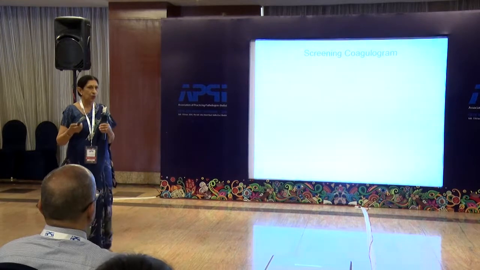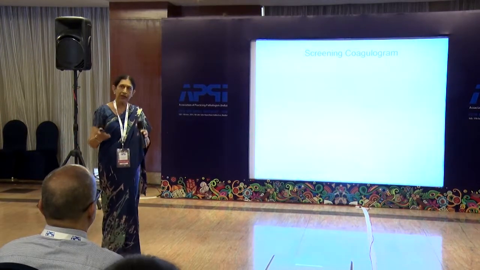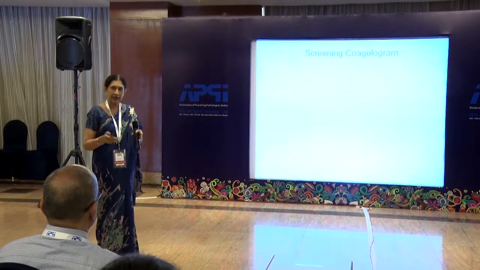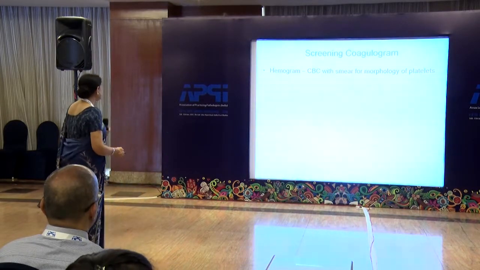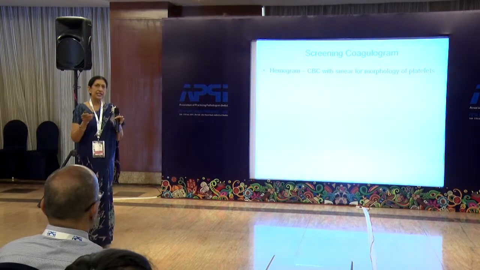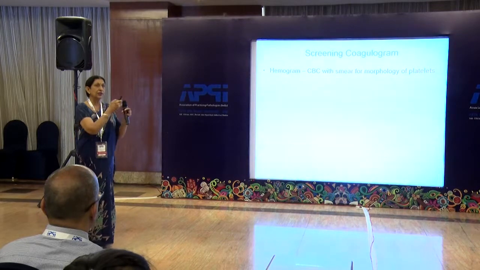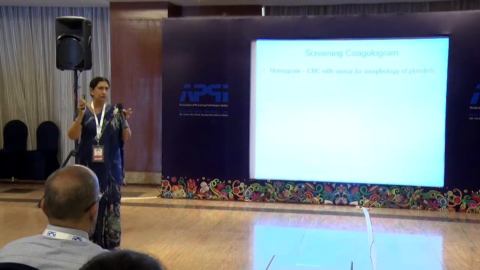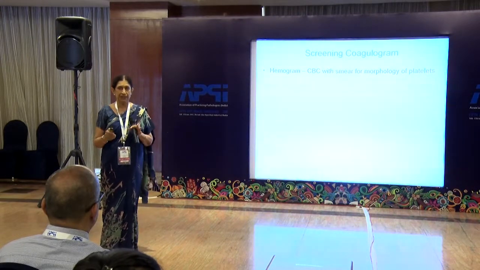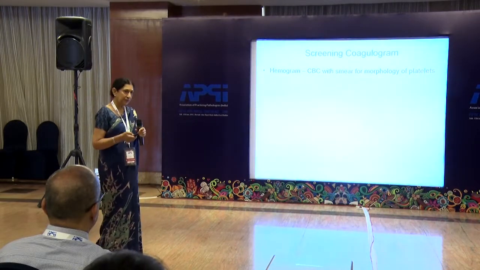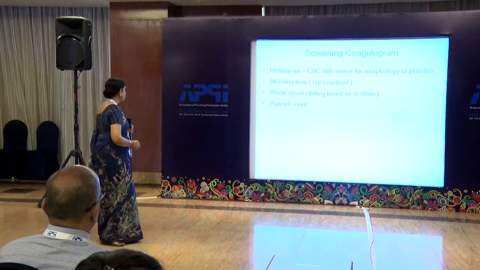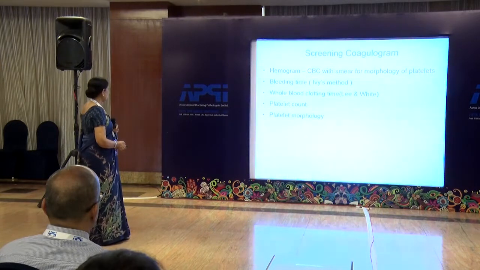How do we report in our institute? A coagulogram. What we do, once the patient comes, history taken, examination done, we start with the CBC, mainly the counts, to rule out any other hematological problem, leukemias, lymphoma, or any other pathology which may be there in the CBC. And of course, the platelet number and platelet morphology. Bleeding time, clotting time, platelet count, and platelet morphology.